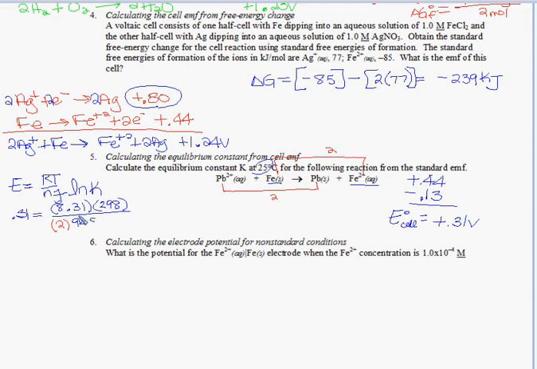So this should be 96485. And then natural log of K. And so by using this, this is going to give us the K that we're expecting to see as the reaction takes place. And as we look at that, we're going to just do a simple calculation.